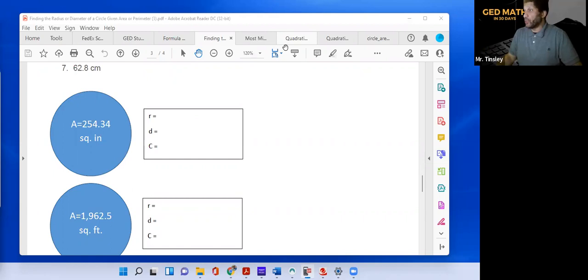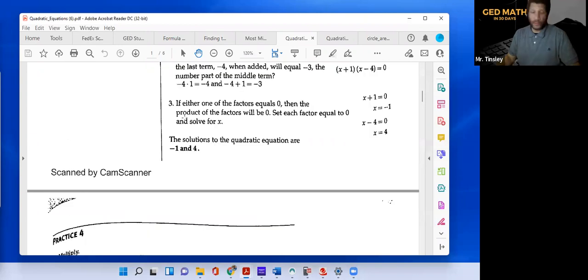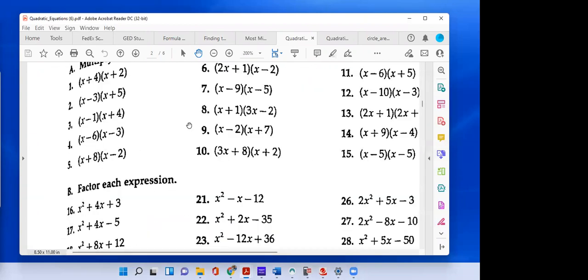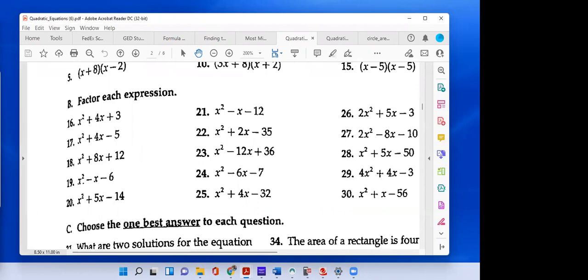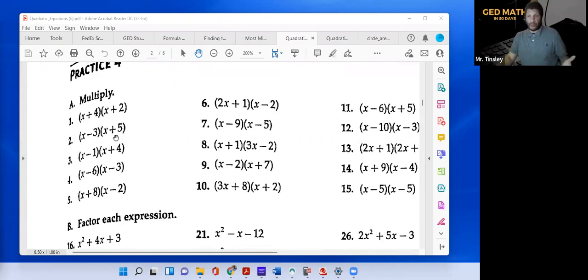The other thing I wanted to go over tonight. So I had to mute somebody. So we talked about multiplying binomials. I gave you the practice sheet here so you can practice multiplying binomials. Again, this is another guaranteed problem. You will have to multiply binomials. So really quickly, let's do one example before we go to factoring a quadratic equation.